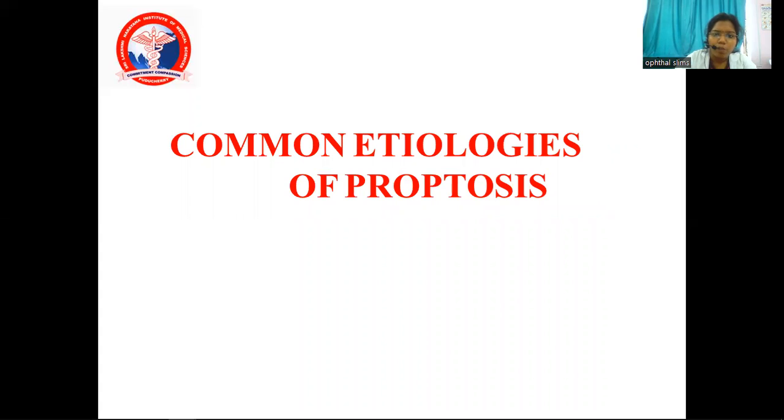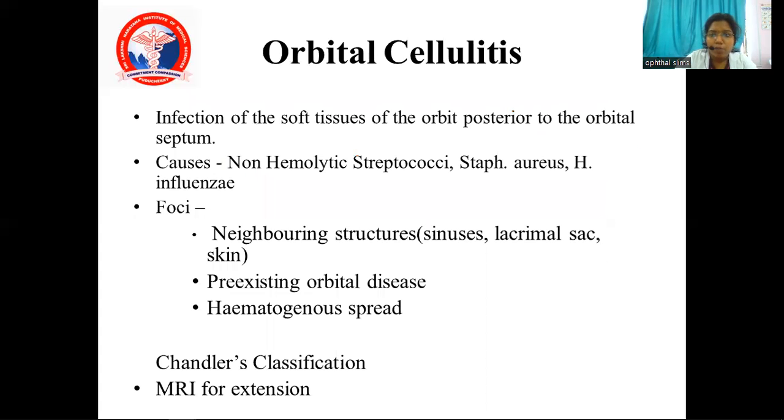So now we'll be looking into the common etiologies of proptosis. The first most common entity, which is often seen in children, is orbital cellulitis. It is infection of the soft tissues in the orbit, posterior to the orbital septum. The causes can be non-hemolytic streptococci, Staph aureus, or H. influenzae. The focus of infection would most commonly be the neighboring structures, which are the sinuses, lacrimal sac, and skin, or if there is any pre-existing orbital disease. Sometimes a systemic sepsis can also spread hematogenously.